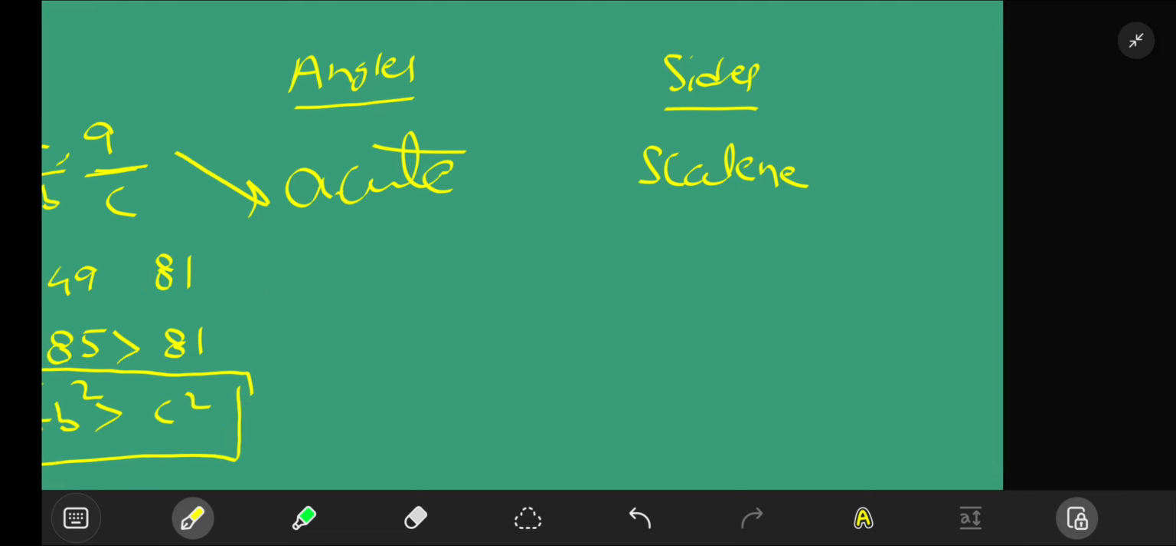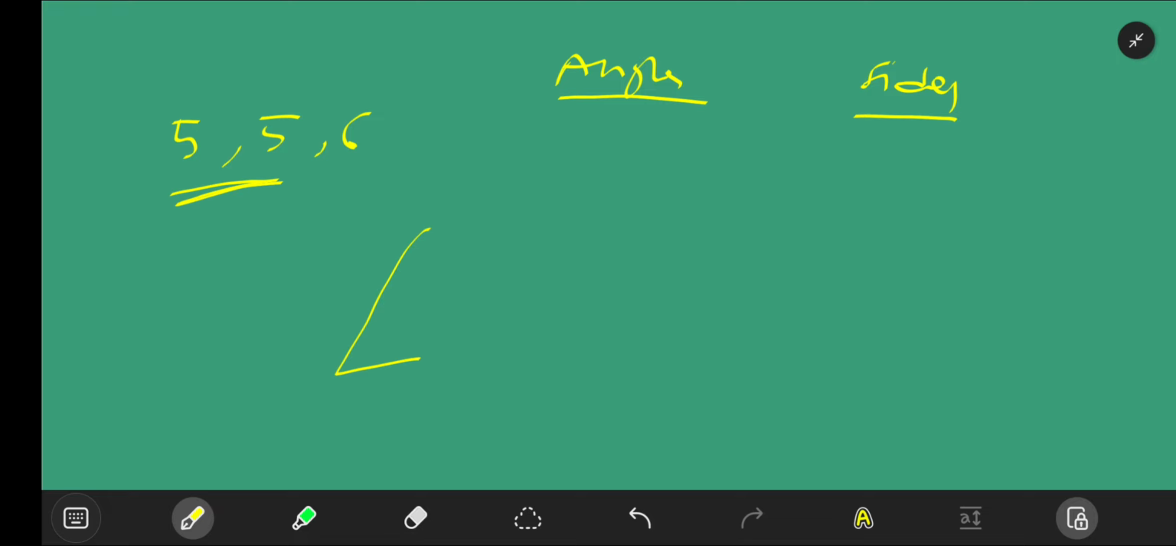Okay, let's do one more: 5, 5, 6. Based on sides, as we know, two sides are equal. When two sides are equal, the type of triangle is an isosceles triangle. Directly we know this condition for an isosceles triangle. Now based on angles we have to find.